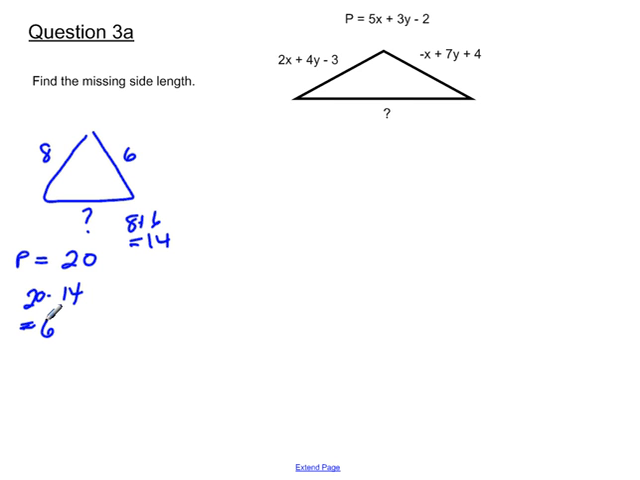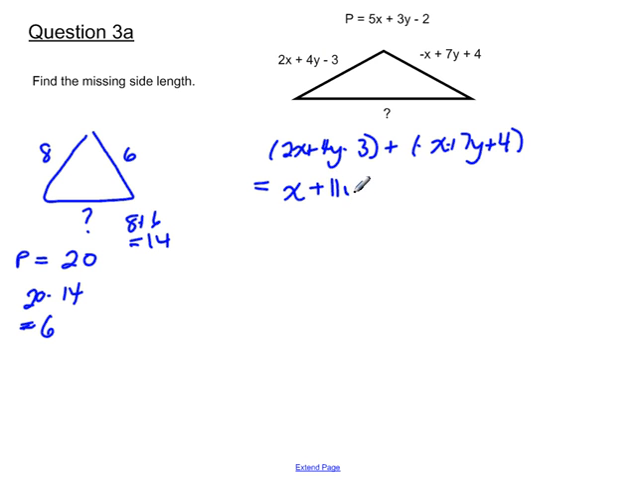The only difference is that this one on the left has numbers and the one on the right has letters and numbers. So it's got algebra. But we're going to do the same thing. We're just going to add. So our first step here was to do 8 plus 6, so we're going to do that here. Let's add our 2x plus 4y minus 3 plus our negative x plus 7y plus 4. When we add those, 2x plus negative x is x, 4y plus 7y is 11y, and negative 3 plus 4 is positive 1.